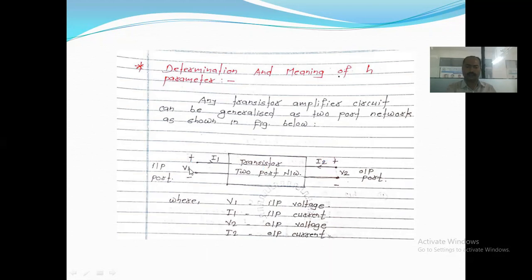See, V1 and I2 being dependent indicates that if the value of the input current increases, the input voltage increases. So your V1 value depends on your I1 value. Is that correct?